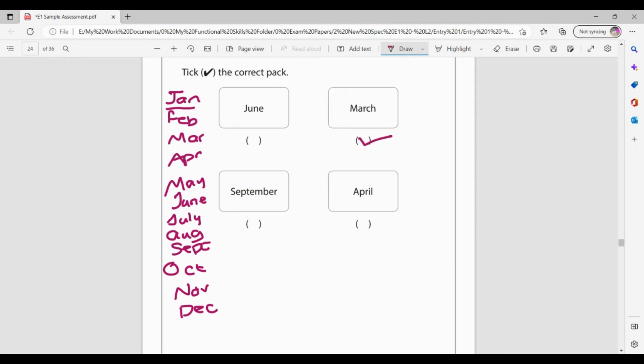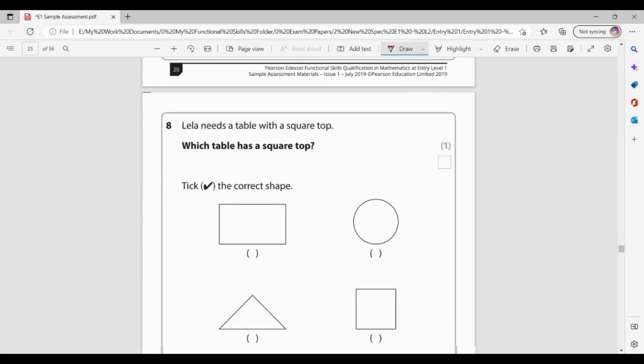If we're in January at the moment, I need to know which of these comes first. March is the one that's going to come first, because it's January, February, March, April, May, June, July, August, September. So March would be the one she would use first.